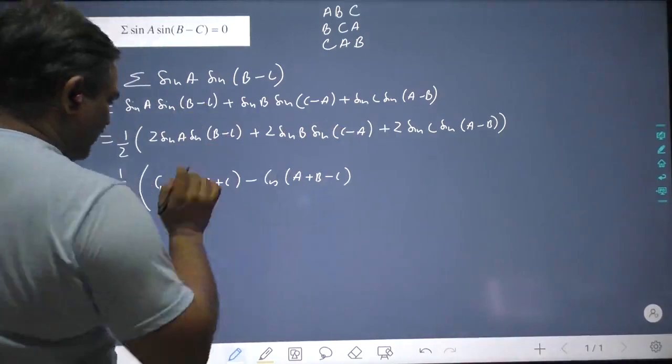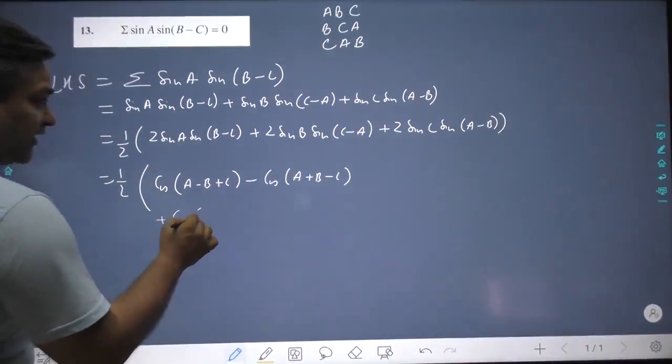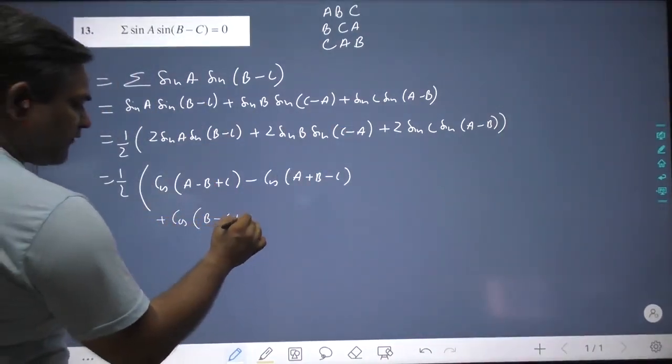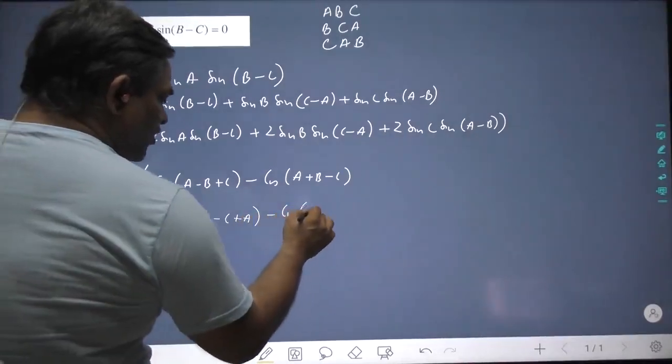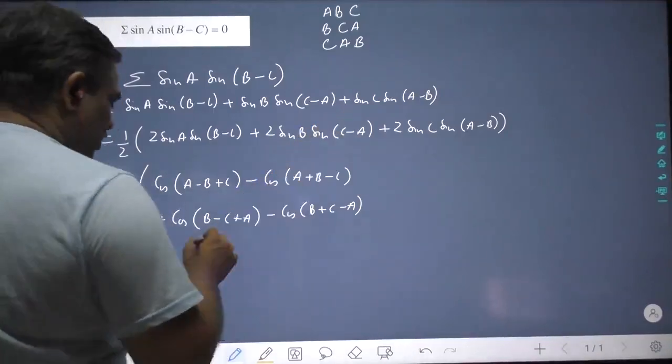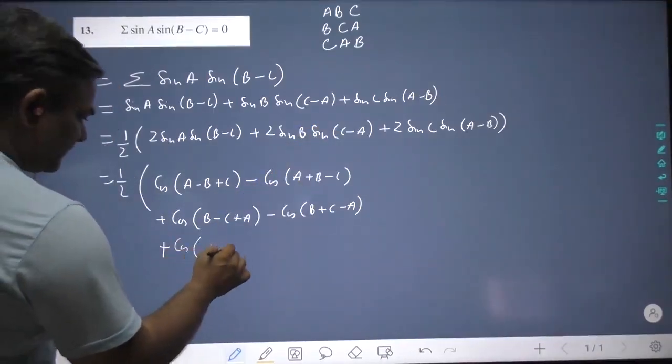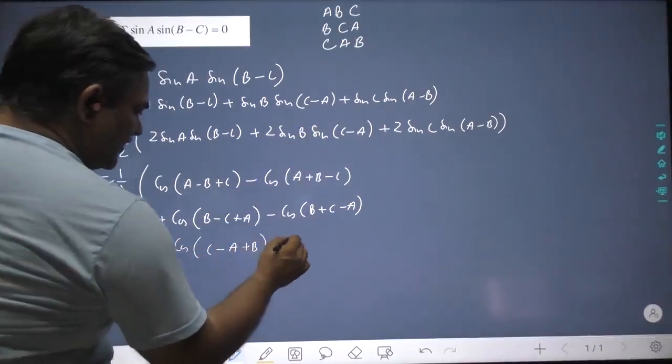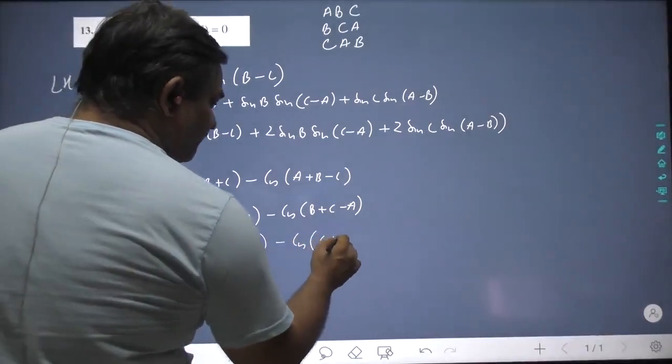Then again applying the formula here, cos A minus B minus cos A plus B. Direct apply the formula, plus cos A minus B minus cos A plus B.